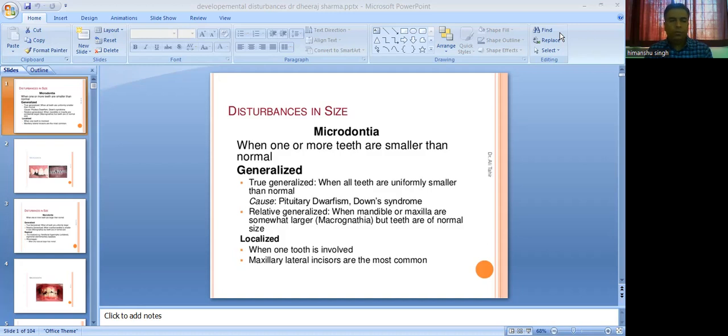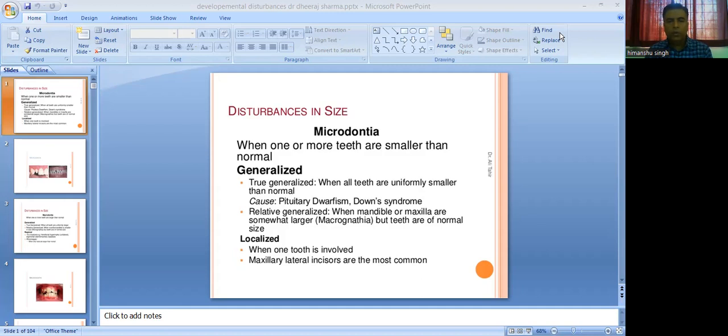Then the next term is called relative generalized. When the comparison is done, the mandible or the maxilla are somewhat larger, but the teeth are of normal size. So in this, the teeth are of normal size, but as the mandible or maxilla are somewhat larger, it therefore gives the appearance of microdontia. That is called relative generalized.